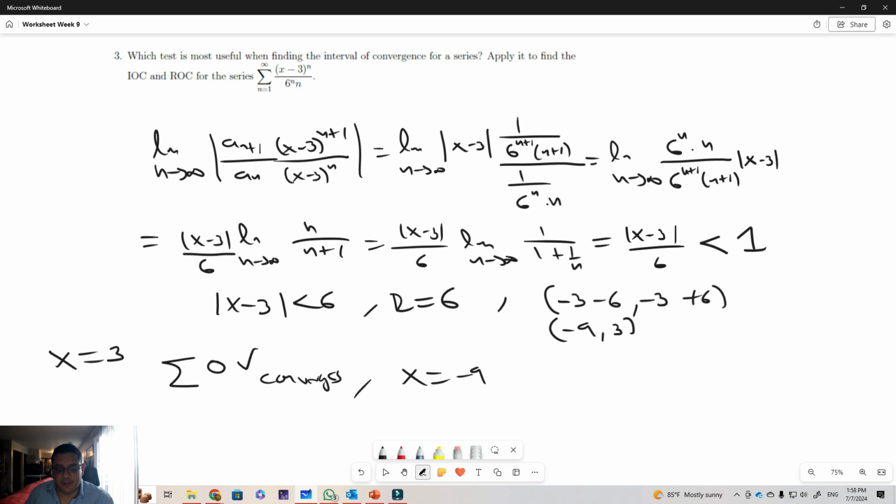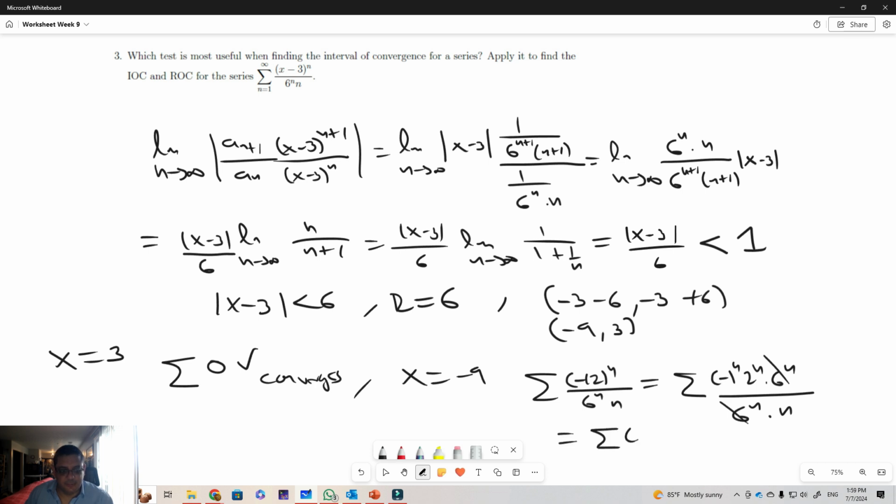And if we have the series of minus 9, then we have the series of minus 12 to the n times 6 to the n over n. I can simplify this a bit. I can see this minus 12 as minus 1 to the n times 2 to the n times 6 to the n over 6 to the n over n. That's going to cancel out the 6 to the n, and I'm just going to have the alternating series of minus 1 to the n times 2 to the n over n.